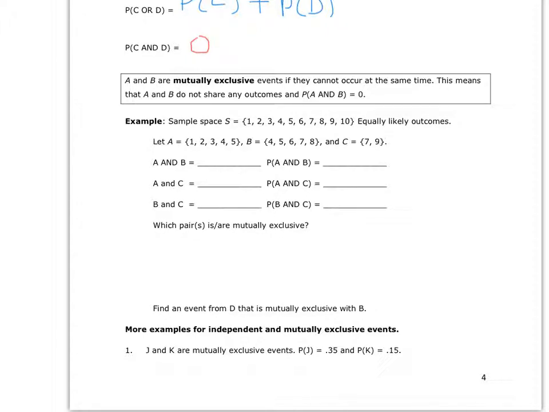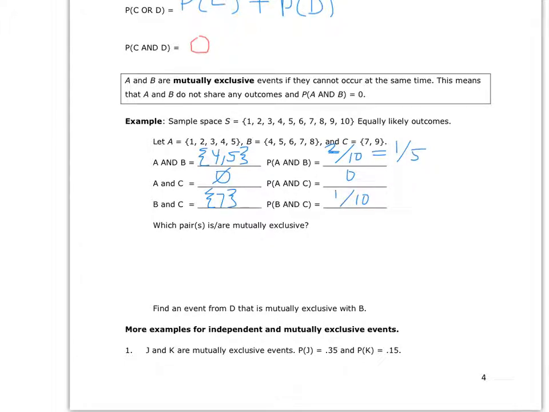Okay, so let's look at these events, A and B. We want outcomes that are shared. And it looks like they share 4 and 5. And let's look at the probability of A and B. Well, there's 2 outcomes over 10, so 2 over 10 or 1/5. What about A and C? Well, they share no outcomes, and so they have probability of 0. B and C? Well, there is 1 outcome, 7, that's in both of those. So the probability of B and C is 1 over 10.